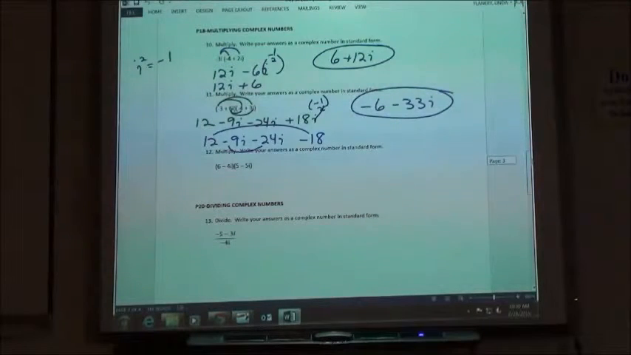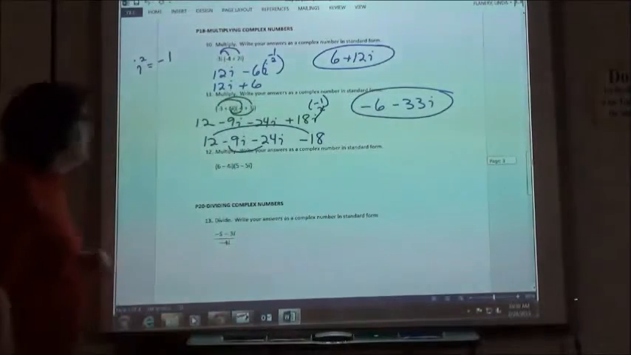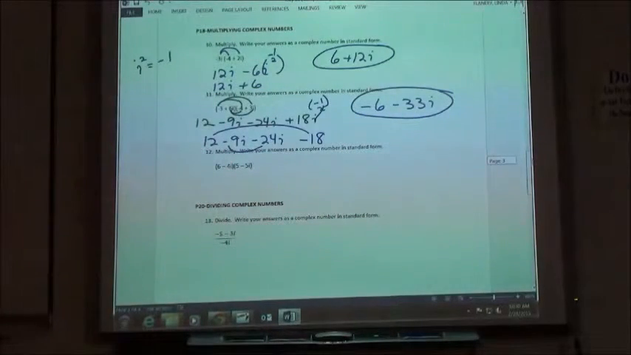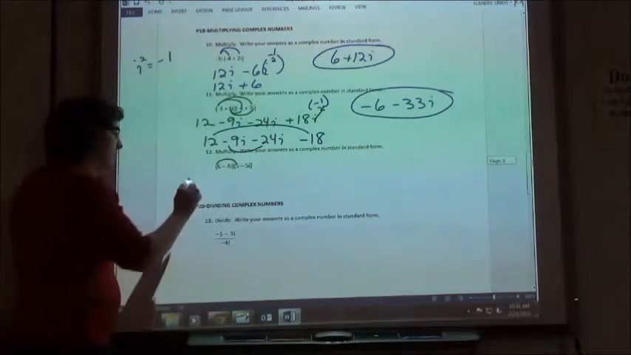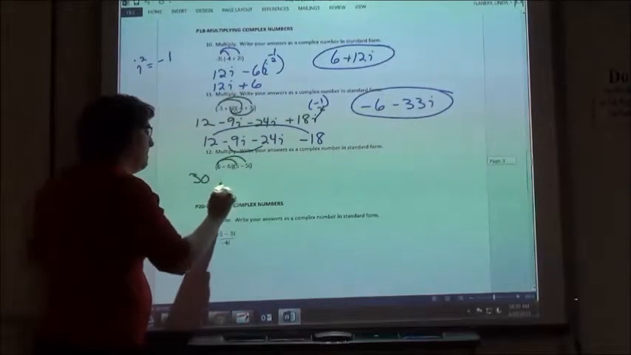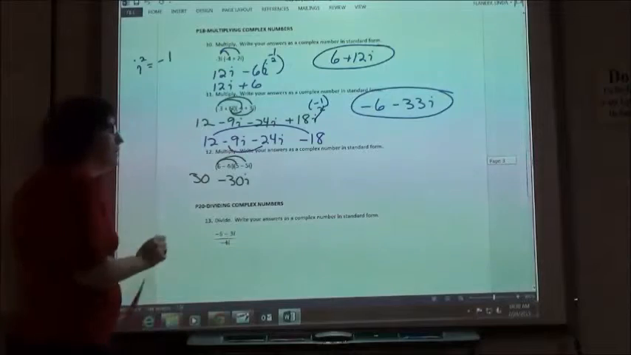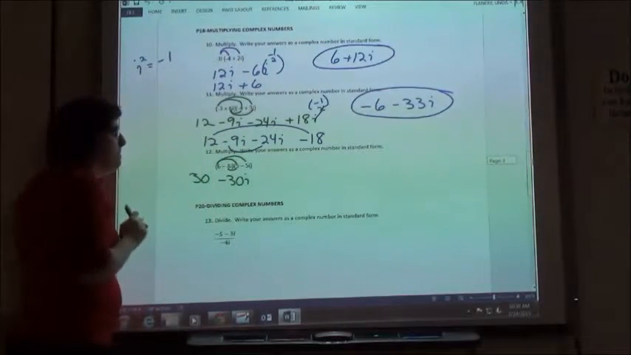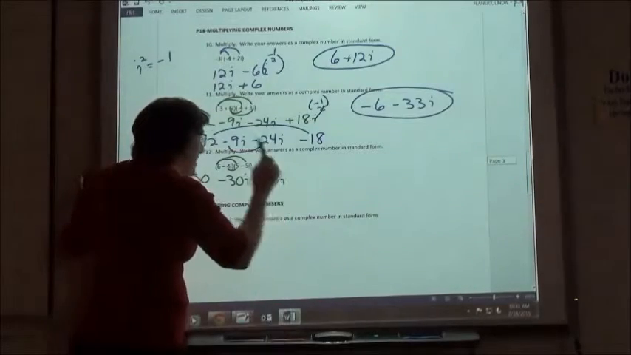Number 12, same kind of thing. We're going to do some FOILing. So, FOILing that out, we would get 30, minus 30i, inside, minus 20i.